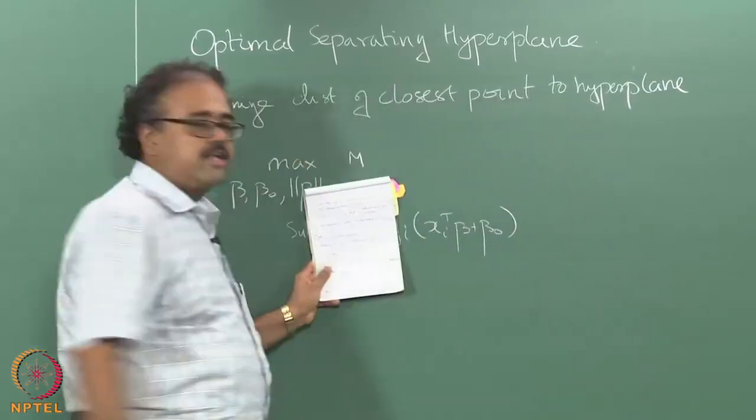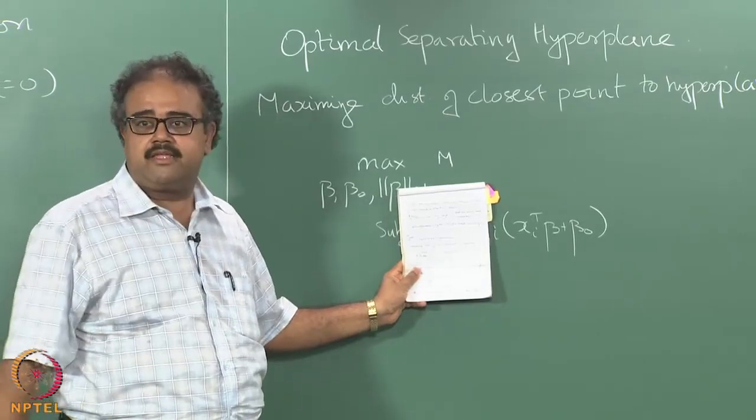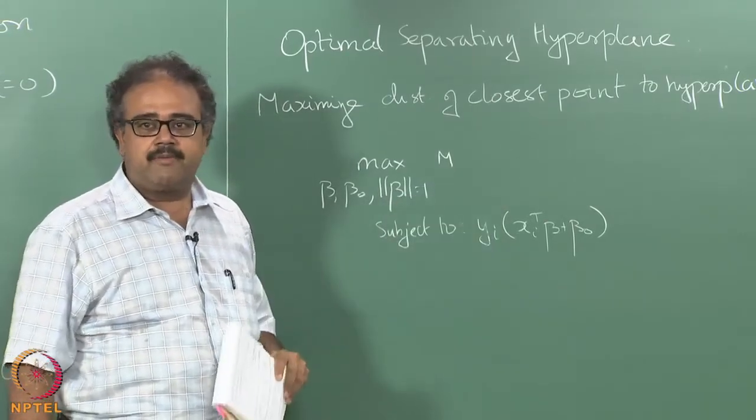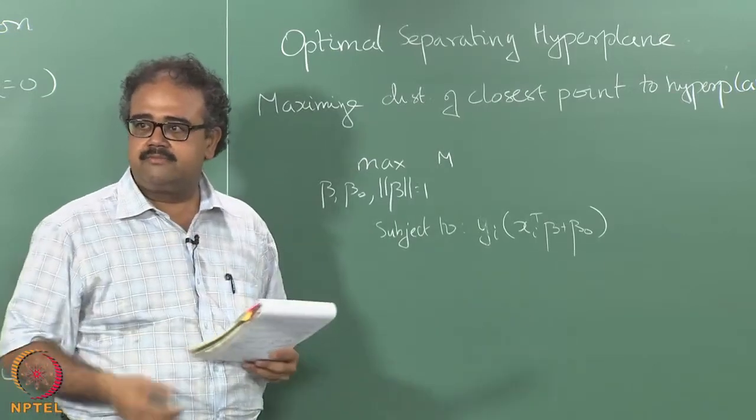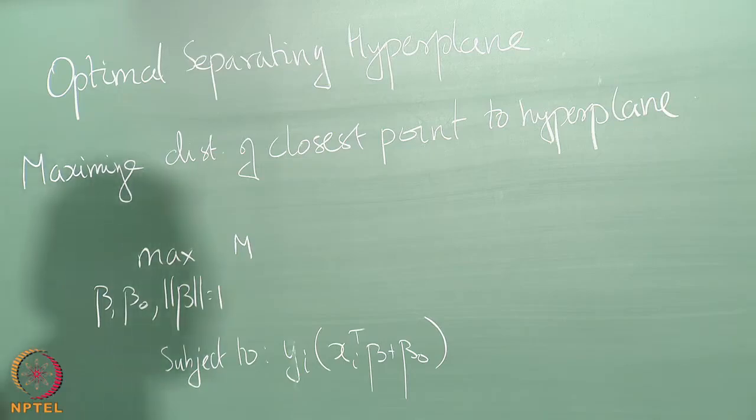So we know what xi transpose beta plus beta naught is. That's the signed distance from the hyperplane. So I multiply by yi so that I always get it positive.